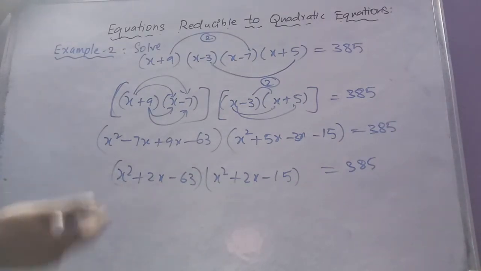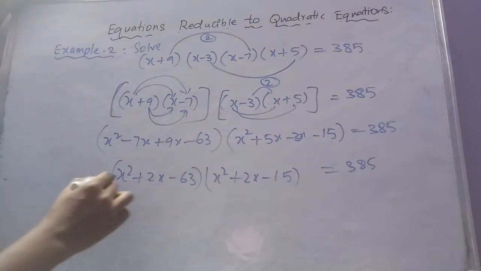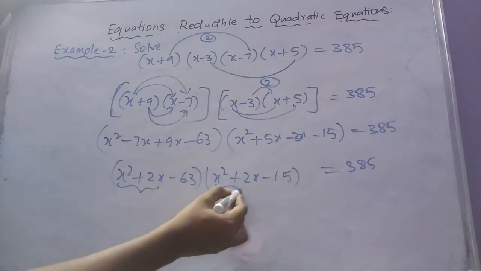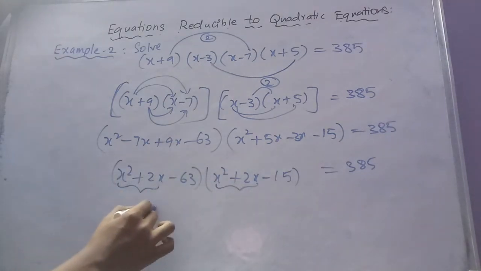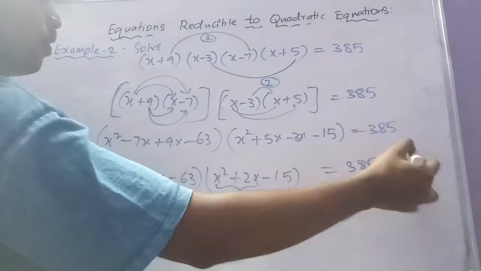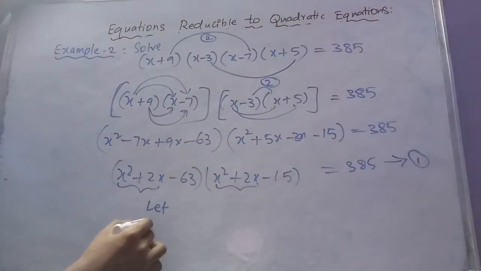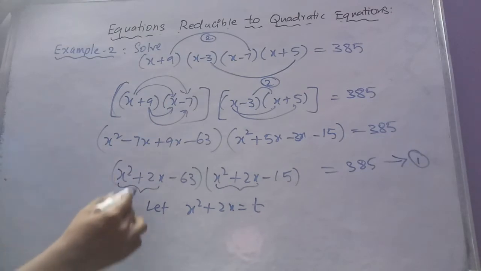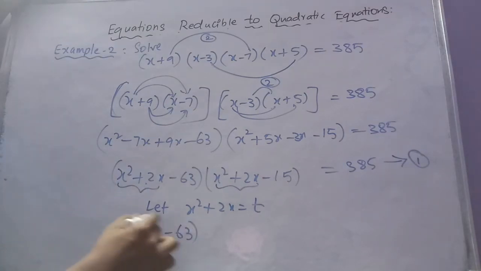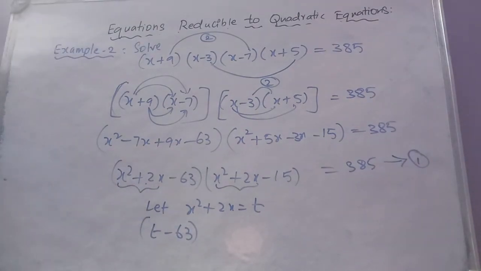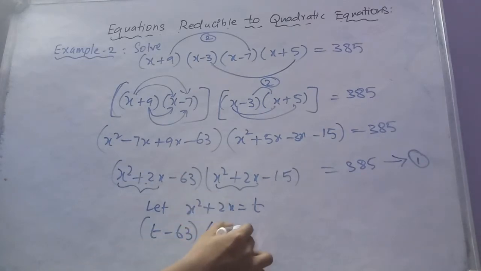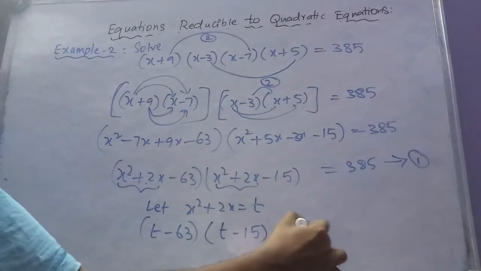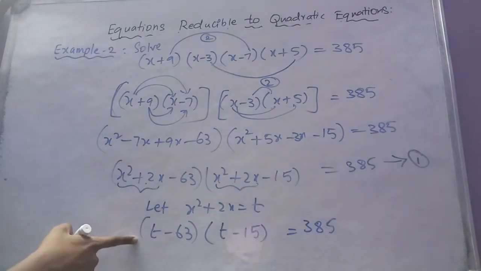So let us consider from here what we will do. I'll convert it into quadratic in terms of t. How? Let us consider x square plus 2x is equal to t. This is equation number 1. Okay. Let x square plus 2x is equal to t. So therefore the equation becomes t minus 63 into t minus 15 equal to 385. So this can be converted into quadratic equation in terms of t, right? So let us proceed. Let us expand this.